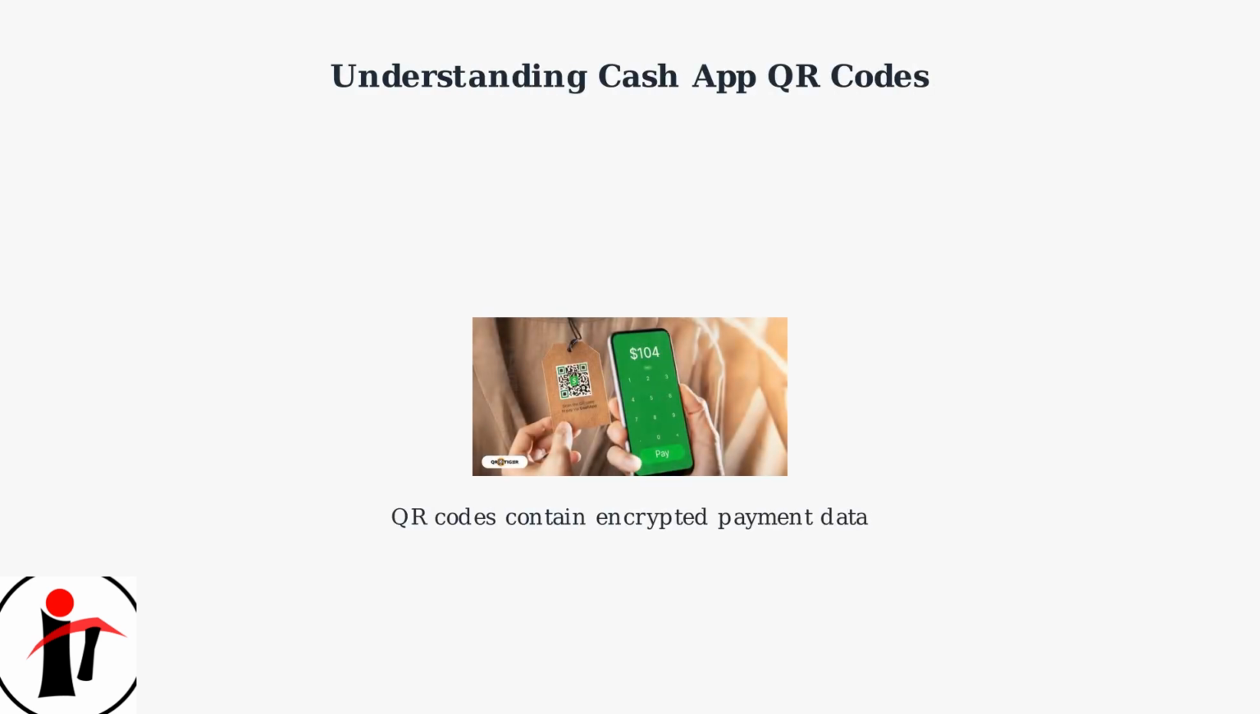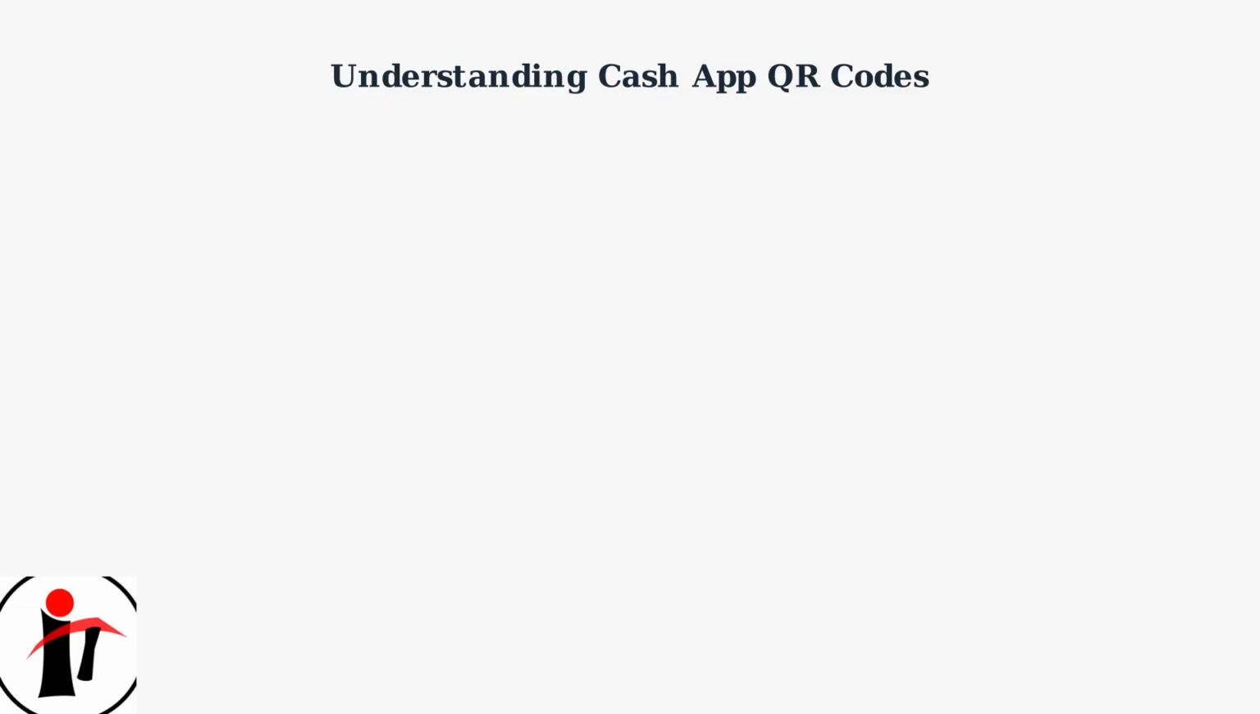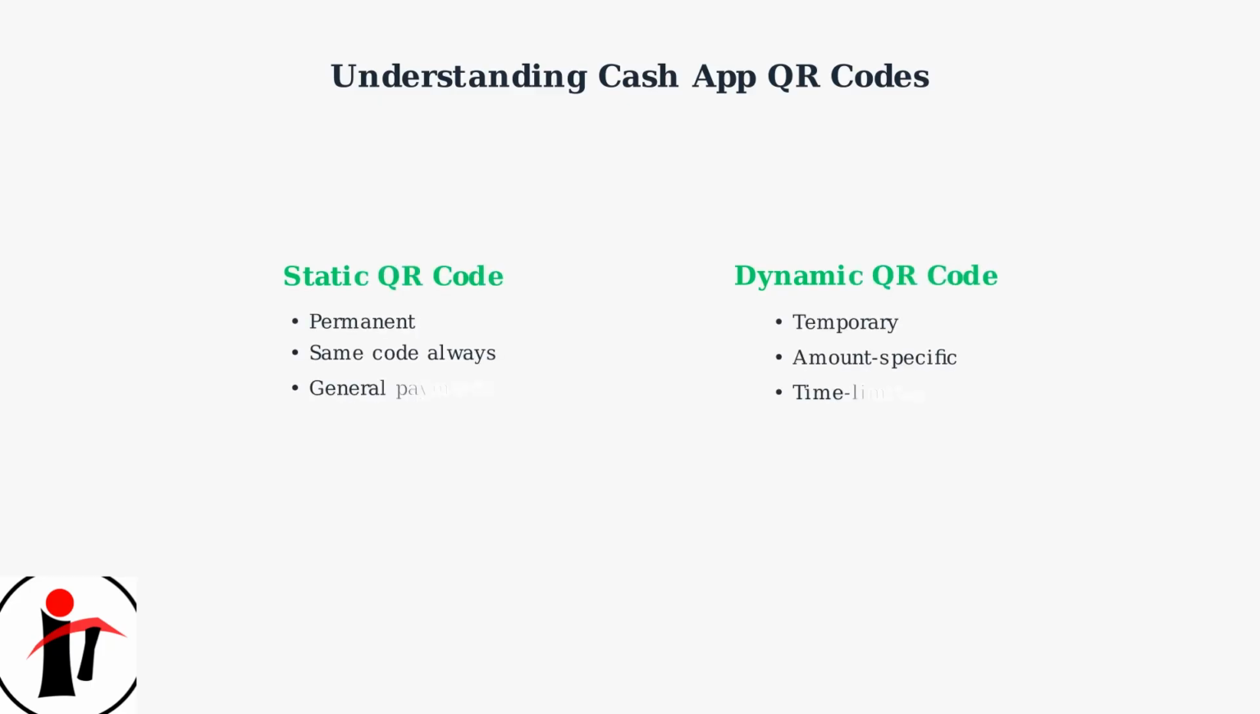Cash App QR codes are a secure and instant way to transfer money between users. Each user has a unique QR code that contains encrypted payment information. There are two types of QR codes in Cash App. Static codes are permanent and stay the same, while dynamic codes are temporary and can be amount specific.